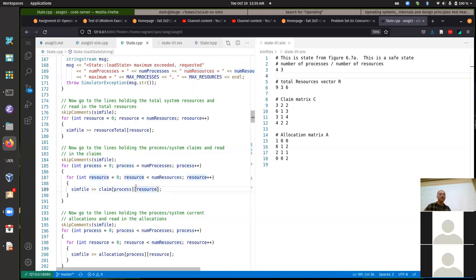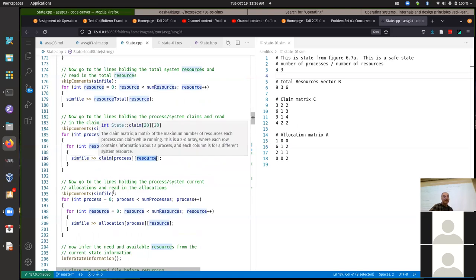And again, don't get confused. The first value of these 2-dimensional matrices is always the process. So rows are always by processes, or rows is always the first index of the 2-dimensional array here. Sorry, processes is always the first index of the 2-dimensional array here. And then the resource number or resource index is always the second dimension, the column dimension. So again, in the claim matrix, the value for process zero, resource zero is going to be 3. That's going to end up at index row zero, column zero.